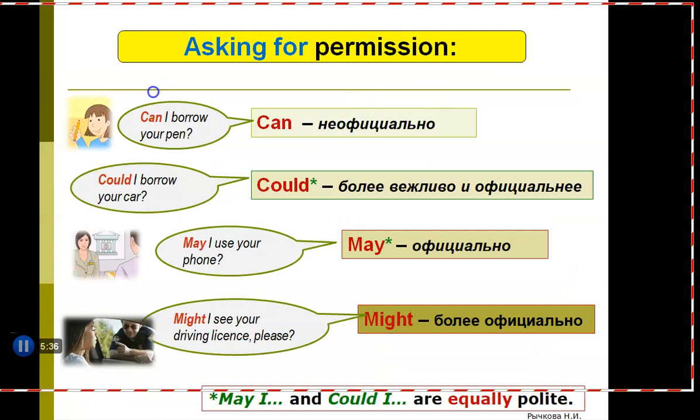Permission. Asking for permission, yeah? Can I borrow your pen? Can, официально. Could I borrow your pen? Более вежливо, официально. Это could. Could I borrow your pen? May I use your phone?